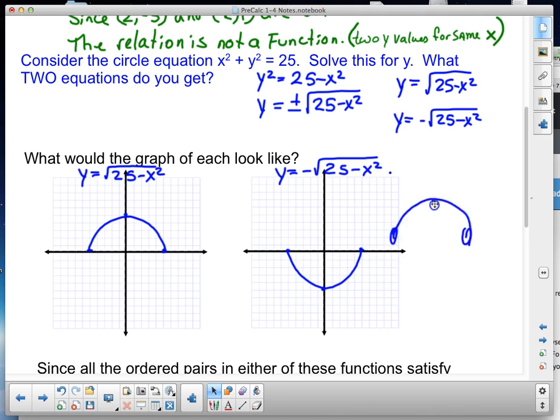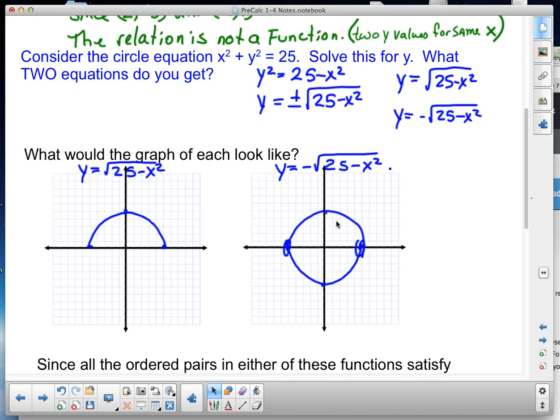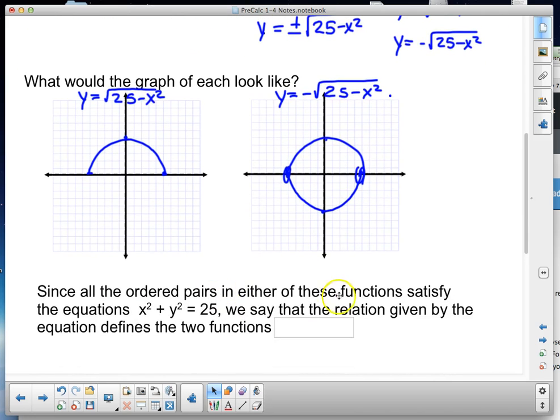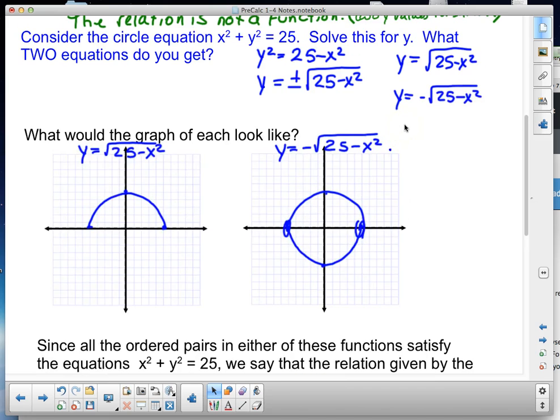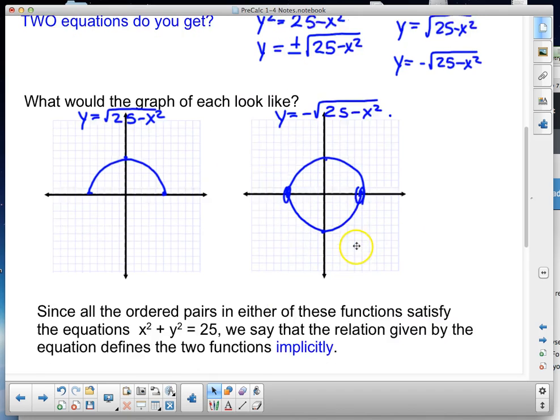If I graph them both simultaneously on my graph grid, this is what it'll look like. I'm hoping your graph will look much better than this, with my drawing skills, or the lack thereof. So keep in mind, since the ordered pairs in either of these functions satisfy the equation, we say that the relation given by the equation defines the two functions implicitly. We just split it up, and we're able to graph the two equations separately. Separately, each equation is a function, but together they are not.